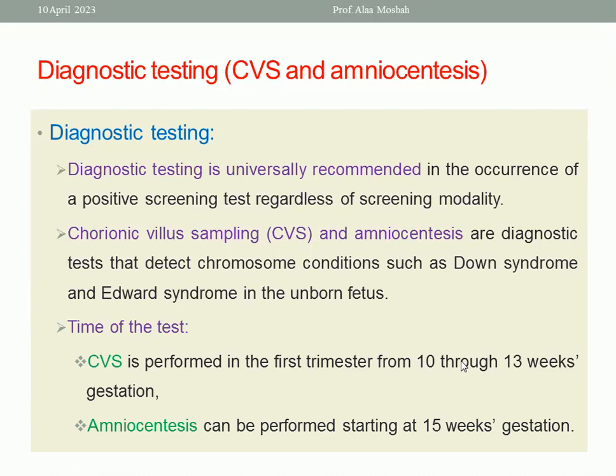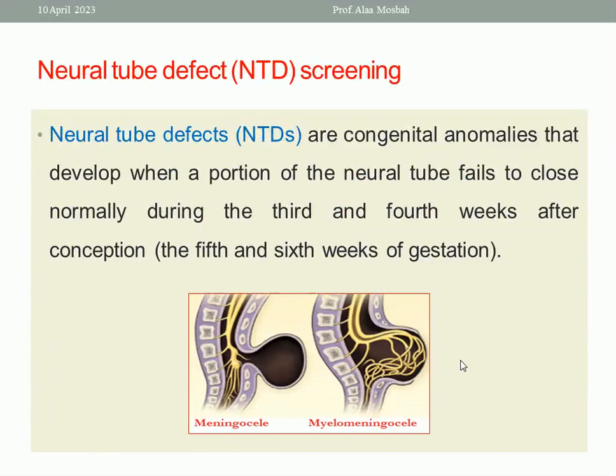Amniocentesis can be performed starting at 15 weeks gestation and onward. Okay? This is simply, and I have a previous lecture about chorionic villus sampling. You can find it on my YouTube channel. Okay?